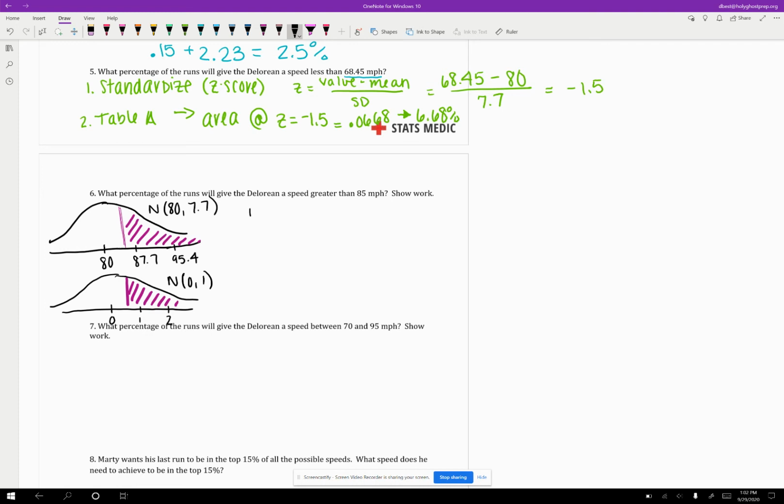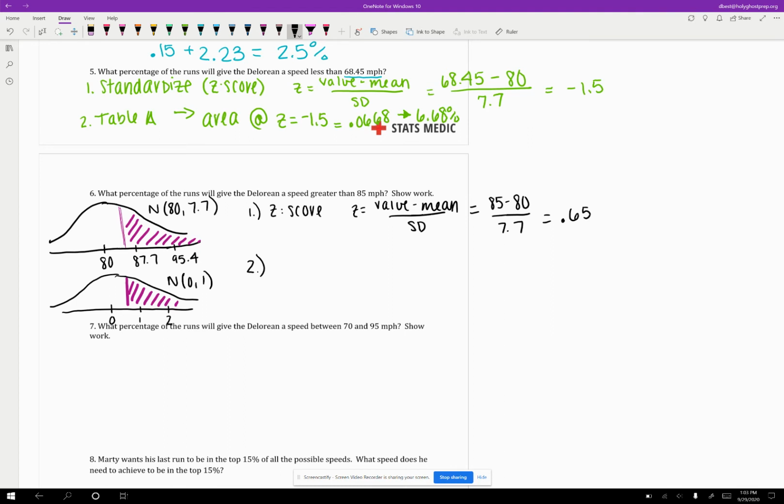So to solve for this, we are once again, first thing going to do is find our z-score. And you should always write your formula. So z equals value minus mean over our standard deviation. Then you can plug in your values. So here it's 85 minus our mean. So we get a z-score of 0.65.